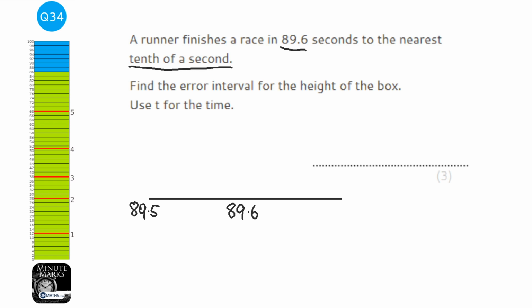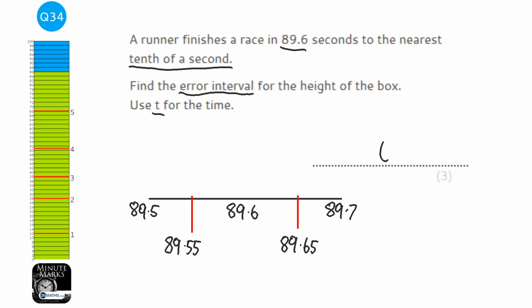And the next one up on the other side would have been 89.7. Now to find the bounds, we just find the halfway points. And this left hand one will be the lower bound, the right hand one will be the upper bound. So that's going to be 89.55 and 89.65. Now it says it wants it as an error interval and use t for the time.